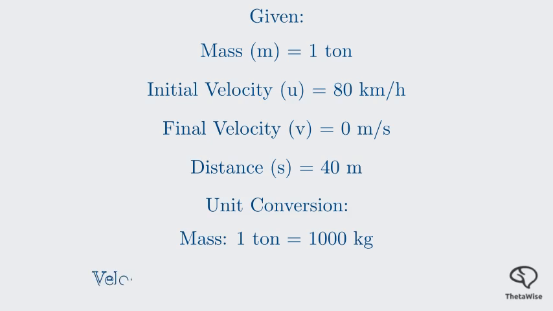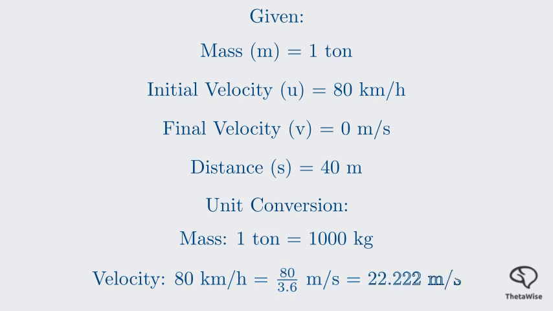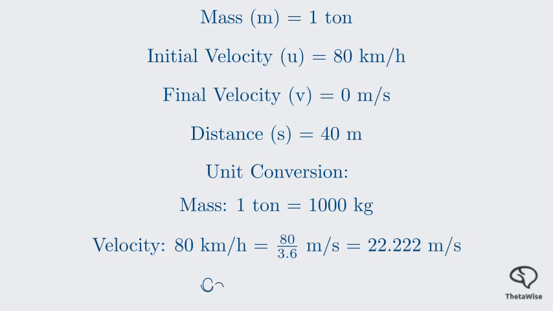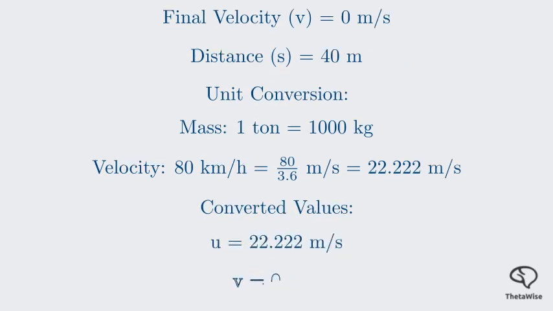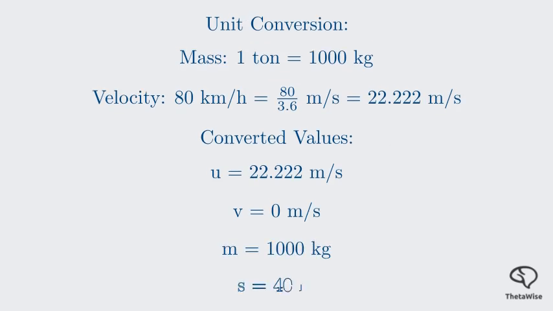Next, the velocity. To convert kilometers per hour to meters per second, we divide by 3.6. So 80 kilometers per hour divided by 3.6 gives us 22.222 meters per second. This will be our u. Now we have our converted values. Initial velocity u is 22.222 m/s, final velocity v is 0 m/s, mass m is 1,000 kg, and distance s is 40 m. The question asks for the deceleration, which is the negative of the acceleration a.